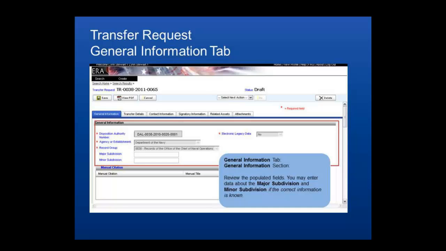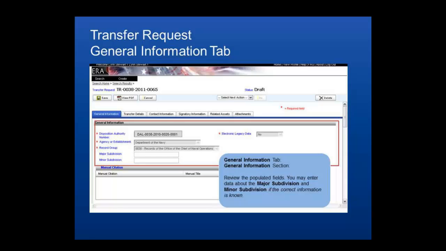For record schedules that were approved previously, not born in ERA, the system number will begin with a DAL, disposition authority legacy. This does not mean that the legacy authority is invalid. This must be a valid disposition authority. This will correspond to the SF-115 item number of the actual authority. Later down on this same tab, you will be able to see the legacy disposition authority number, which will be the SF-115 and SF-115 item that is the foundation for this DAL number.